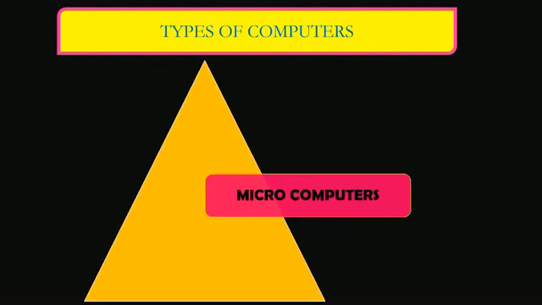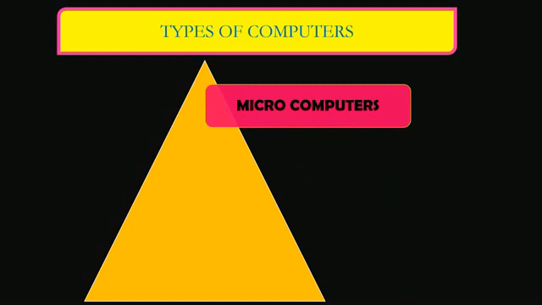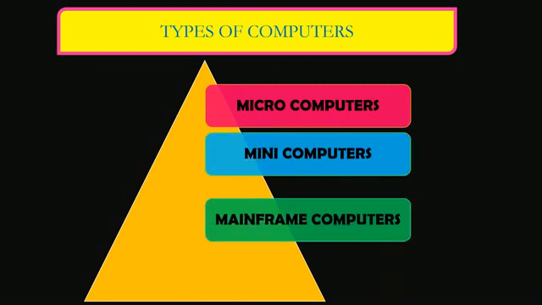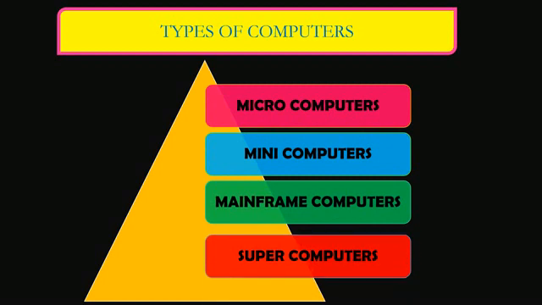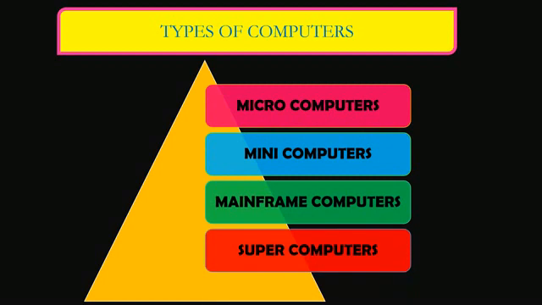Computers are classified into the following types based on their size, speed, storage capacity and cost. The various types are microcomputers, mini computers, mainframe computers and supercomputers. Now let us study about each one of them in detail.